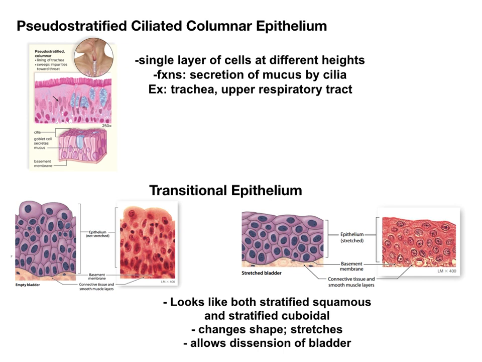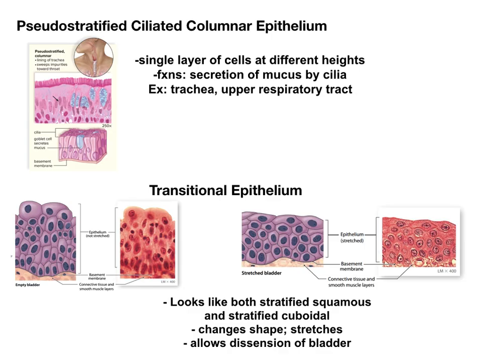This looks both like stratified squamous and stratified cuboidal, depending on what stage it's in. It changes shape, it stretches, and that's why we get both that appearance of the stratified squamous and the stratified cuboidal, depending on when it stretches. So where is it found? It's found in the bladder. They're also known as umbrella cells because when the bladder is distended and full of urine, that umbrella opens up and those cells become flat and thin, looking like that squamous.